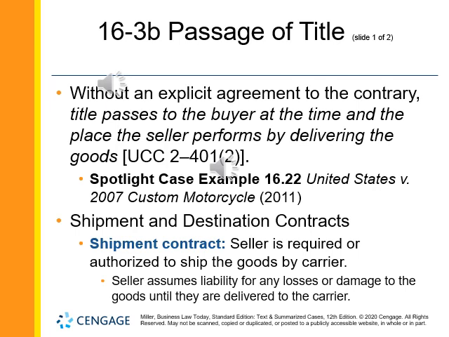Passing title. The UCC provides that unless a contrary agreement is explicitly made, title passes to the buyer at the time the goods are physically delivered to the buyer. In the case of a shipment contract, a contract for the sale of goods in which the seller is required or authorized to ship the goods by a carrier, the seller assumes liability for any losses or damage to the goods until they are delivered to the carrier.